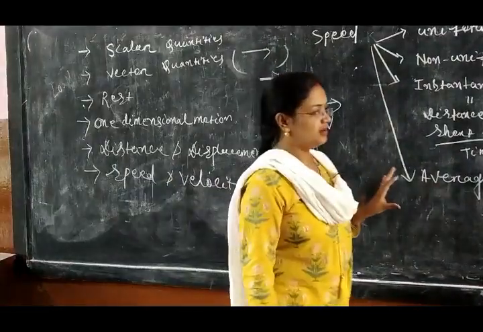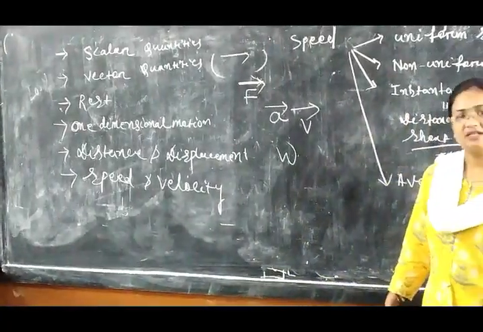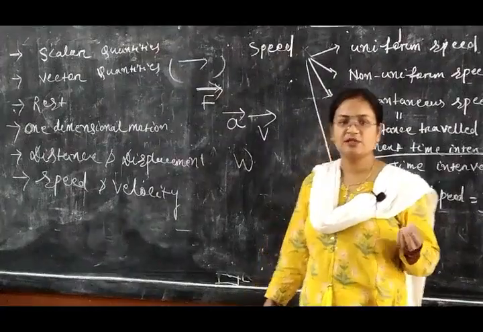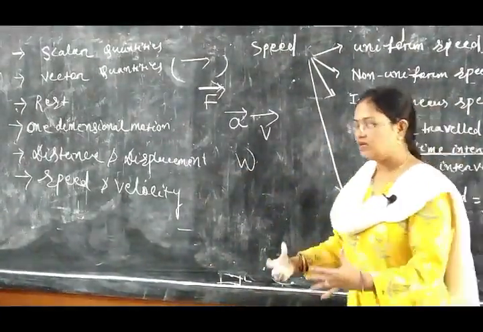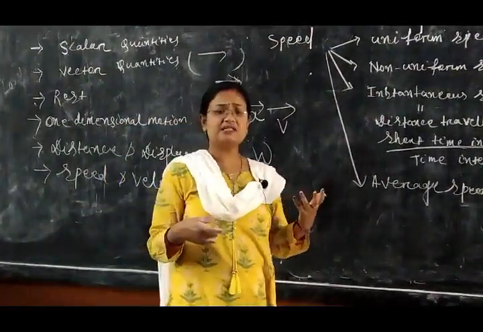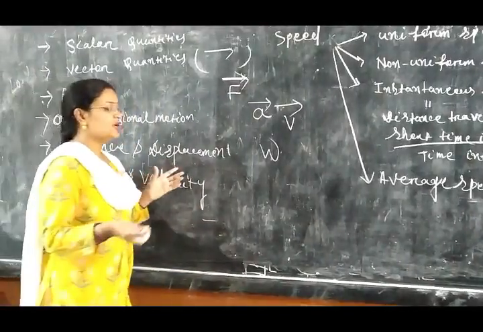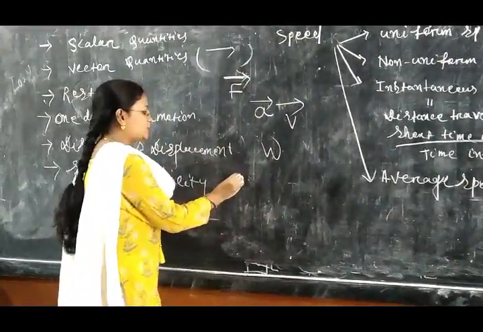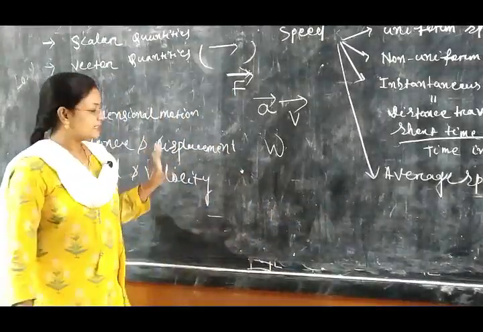You have already read this one: distance, displacement, speed, velocity, acceleration. These small things you have read. So what is distance? Distance is the path or the length covered by the body. That is your distance. And displacement is the distance between the initial and the final position. That is your displacement.